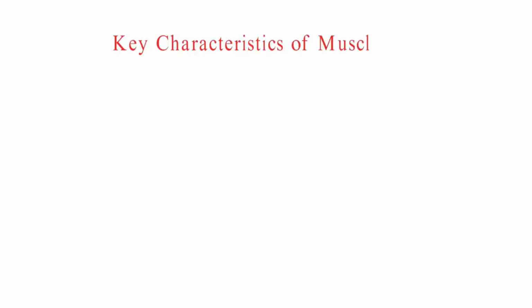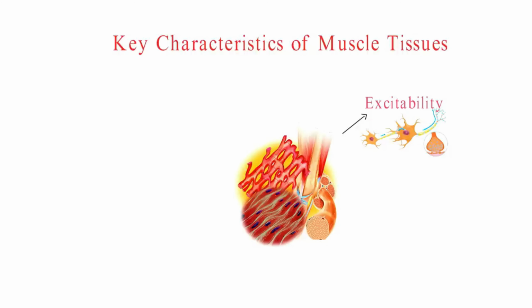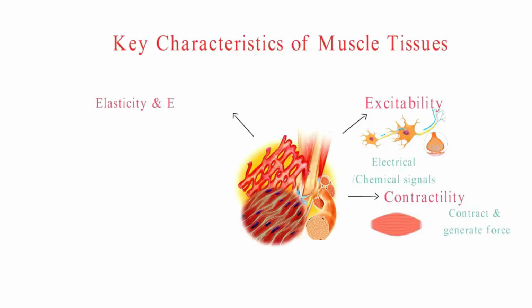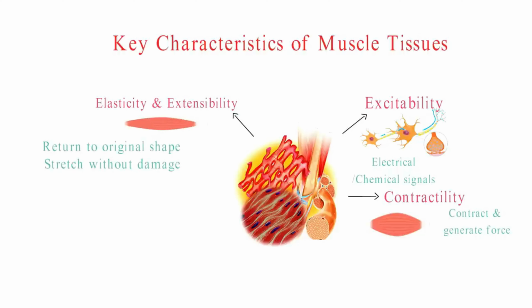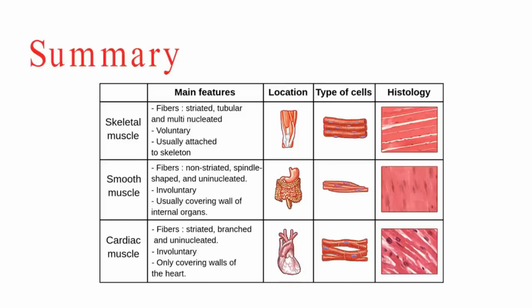Before we wrap up, let's touch on some key characteristics shared by all muscle tissues. Muscles respond to electrical or chemical signals. They can contract and generate force. Muscles return to their original shape after contracting. They can stretch without damage. Muscle cells are often referred to as muscle fibers. Skeletal muscles work in motor units, controlled by motor neurons. Muscles require a lot of ATP to function. These incredible tissues keep us moving, ensure our organs function, and keep our hearts beating in the case of cardiac muscle.